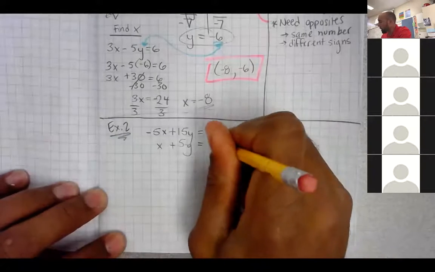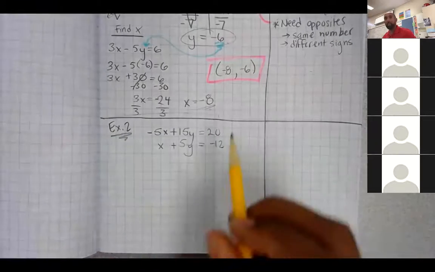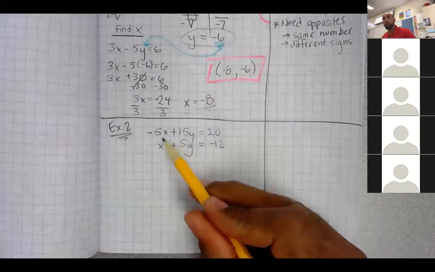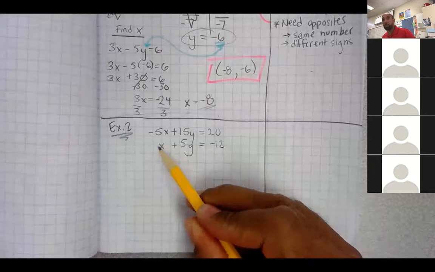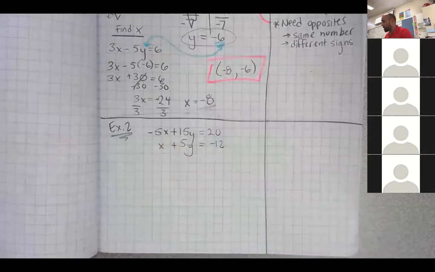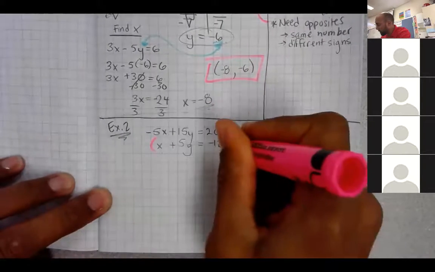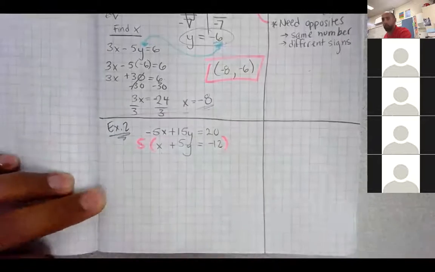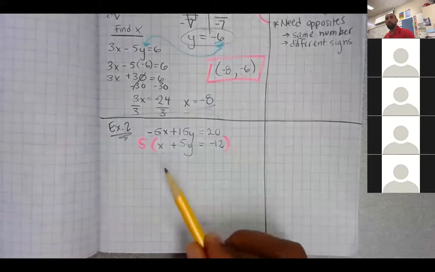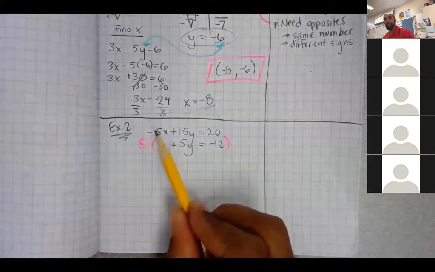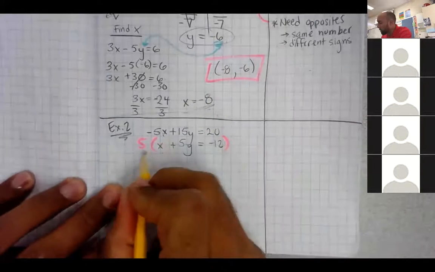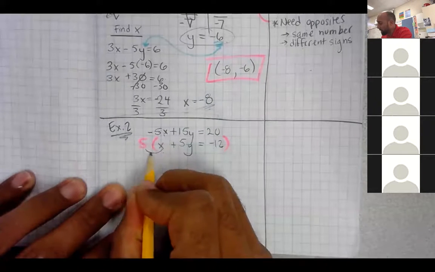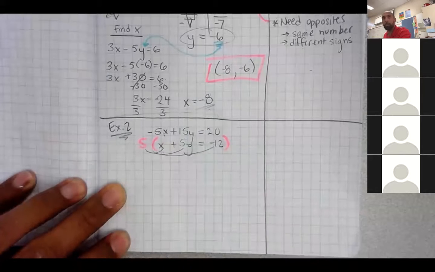Yes. Okay, so here we need opposites. Since these are already opposite signs, I'm going to change the bottom equation so that it matches that number. That means I have to multiply by 5. If I multiply 5 times the bottom equation, now it will be the opposite of negative 5. And what's important here is I want to multiply every term, all the numbers.